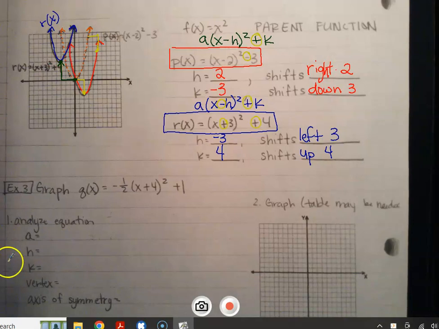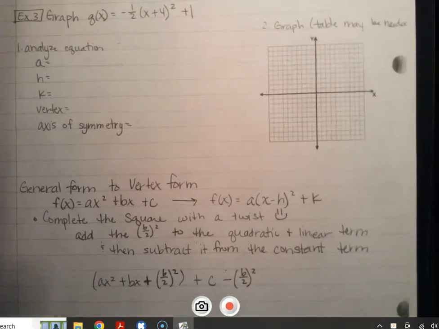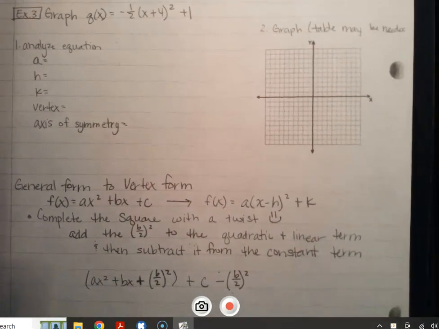Okay, let's try example 3, where you actually get to do some of the work. It does say to graph, you may need to make a table. That's up to you how you do this. I'm going to show you how to do it without necessarily making the table, but we're going to analyze what we've got. Okay, so first of all, we want to graph q of x equals -1/2 (x plus 4) squared plus 1. All right, so let's analyze the equation and pick out all the parts.